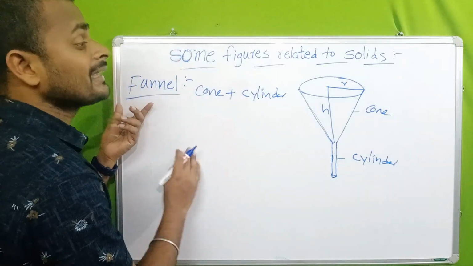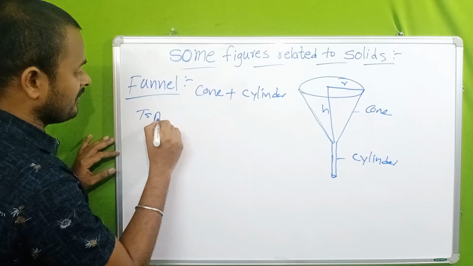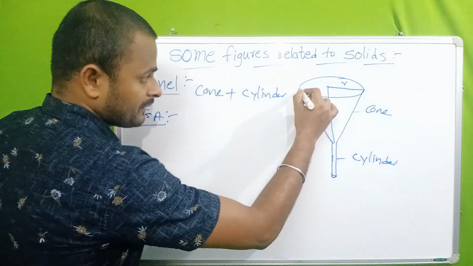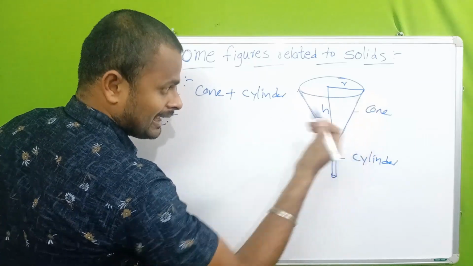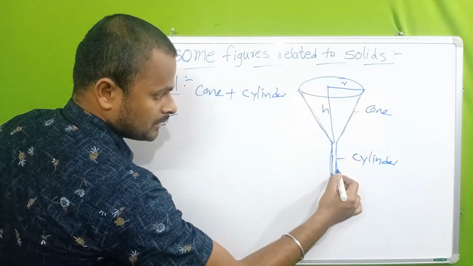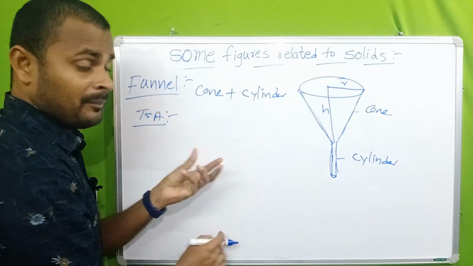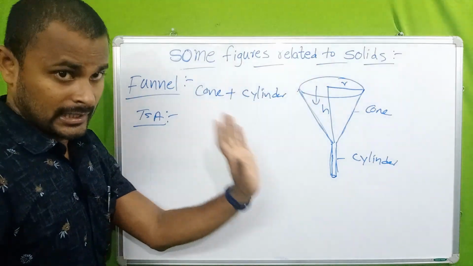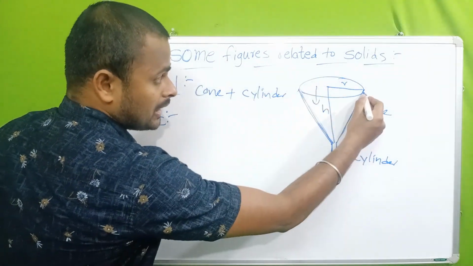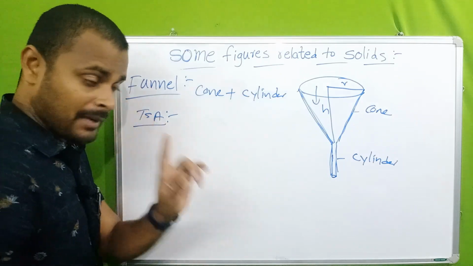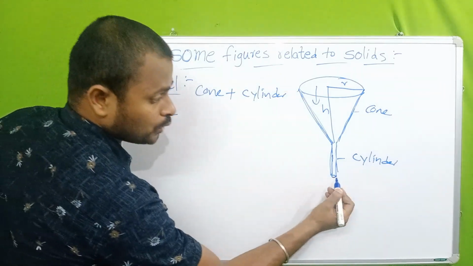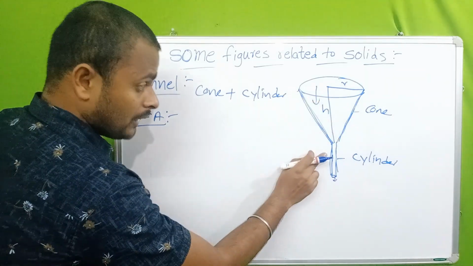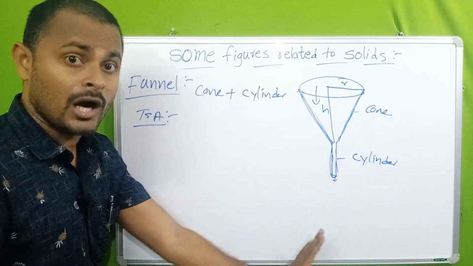When asked the total surface area of a funnel, you have to measure only the curved surface area of the cone and the curved surface area of the cylinder. Why? Because in a funnel the top is hollow, there is empty space here. That is why you calculate only the curved surface area of the cone. In the cylindrical part also, the bottom is hollow and the top edge is linked with the cone, so we measure only the curved surface area of the cylinder.